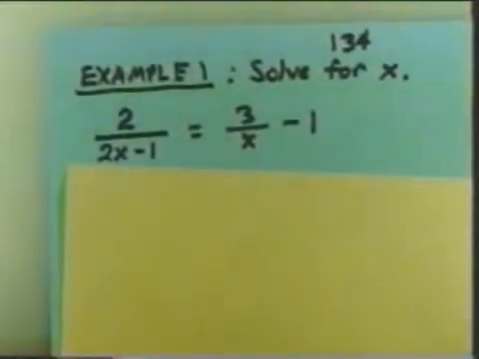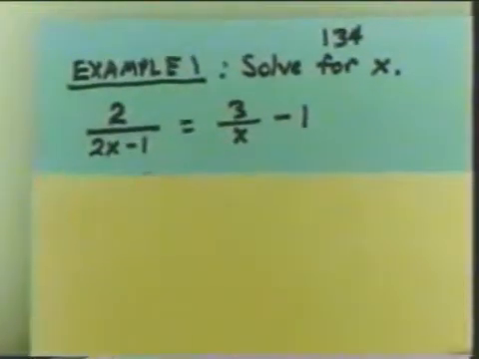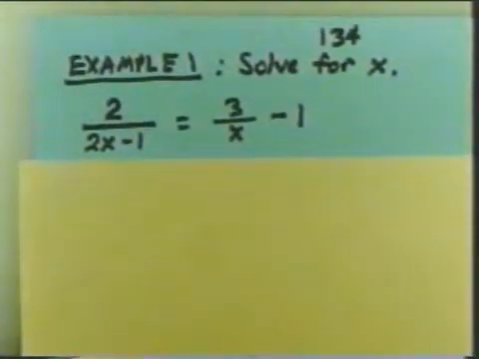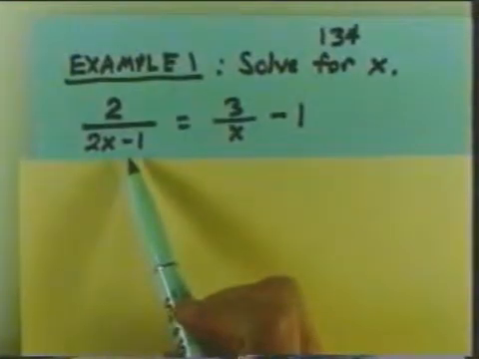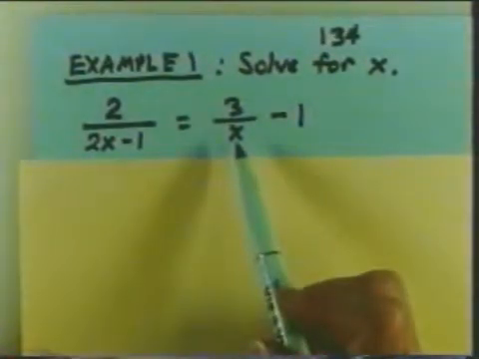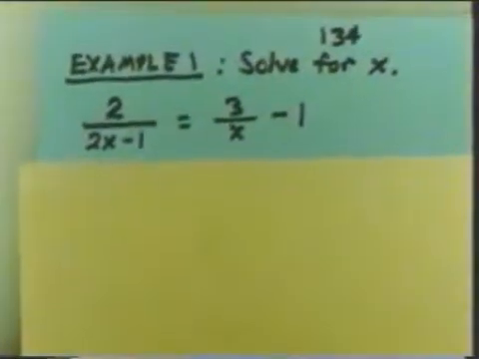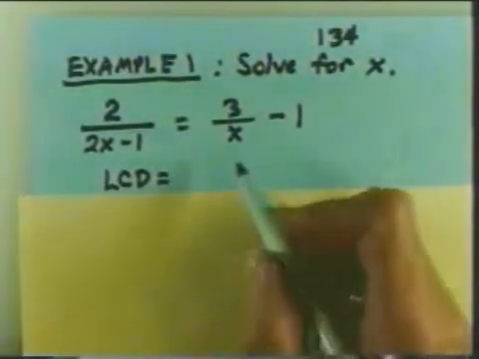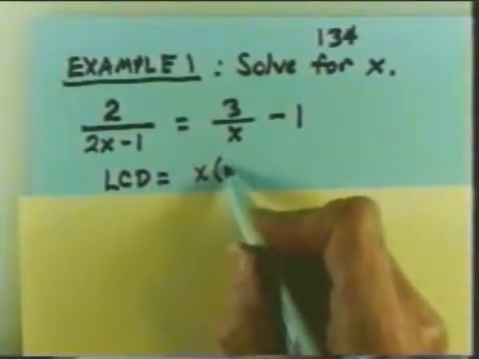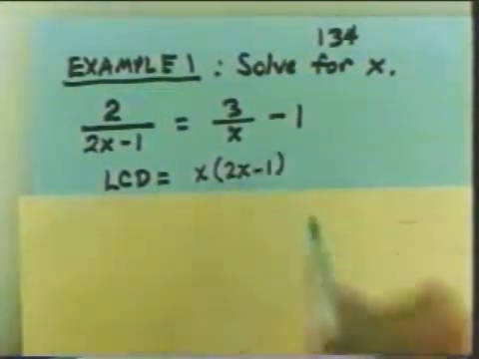Our first example is to solve for the variable x. The equation is 2 over 2x subtract 1 equals 3 over x subtract 1. We begin by determining the least common denominator. Our least common denominator must include the factor 2x minus 1. It must also include the factor x. So this means that our least common denominator is x times 2x minus 1.